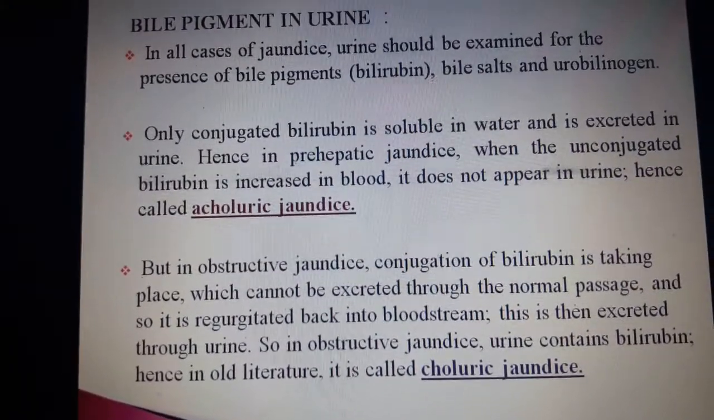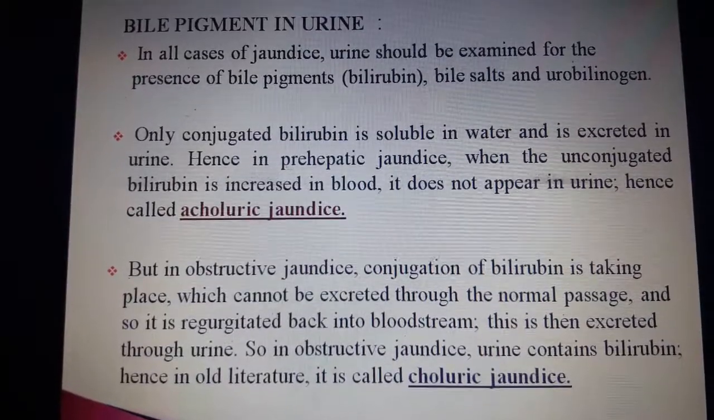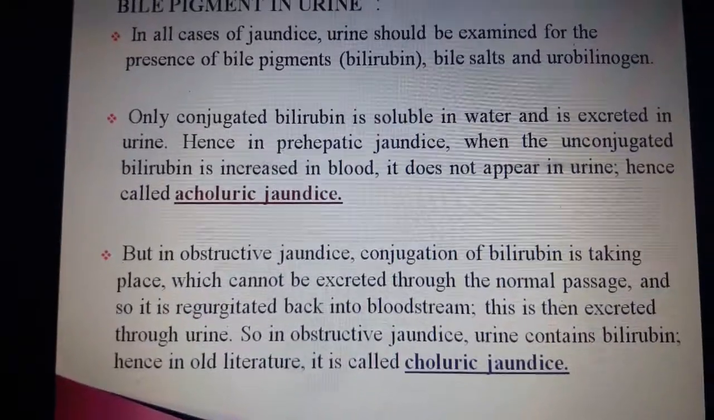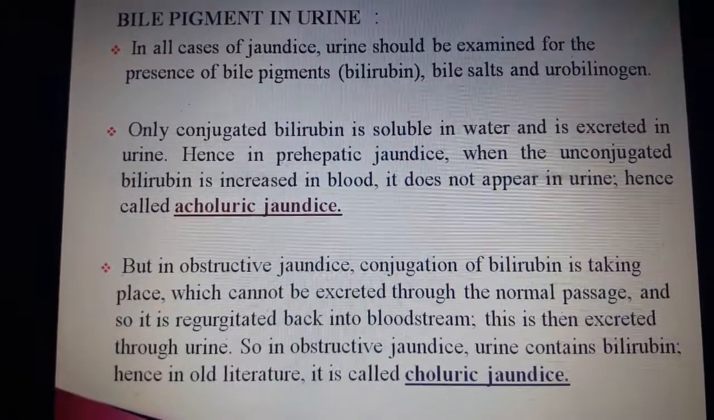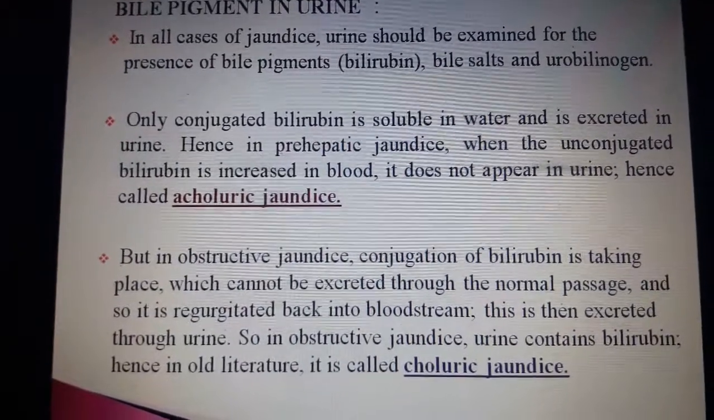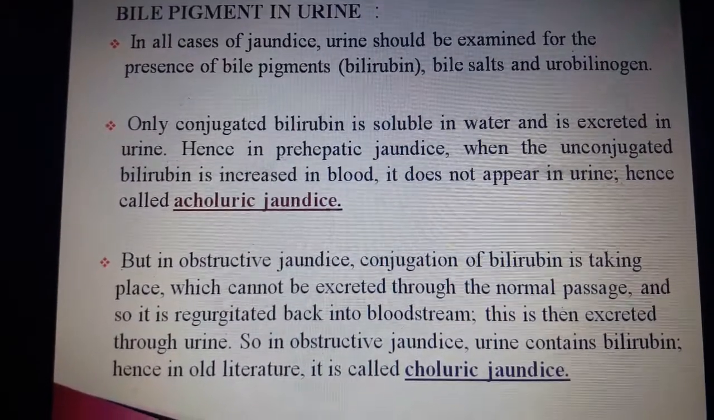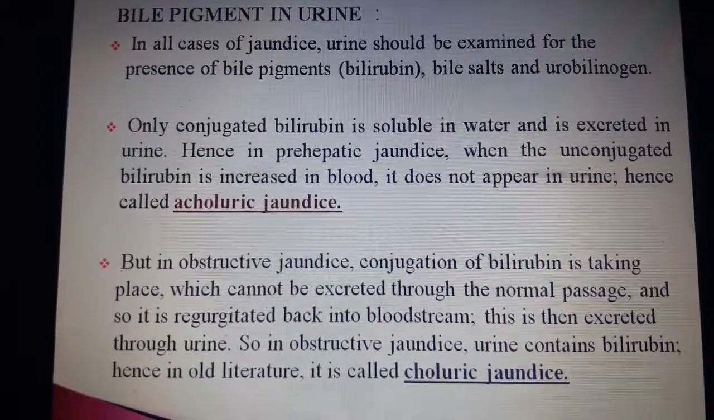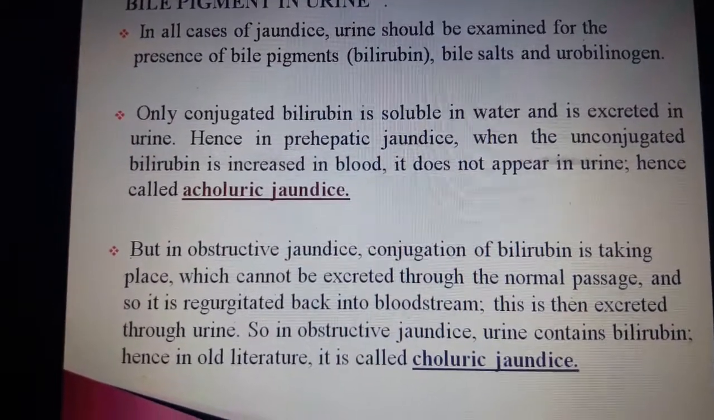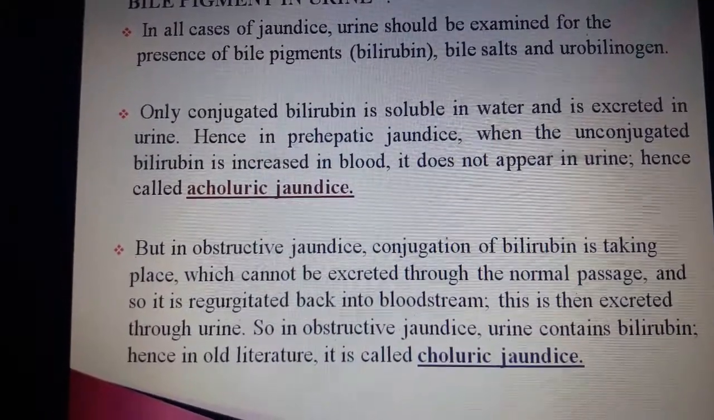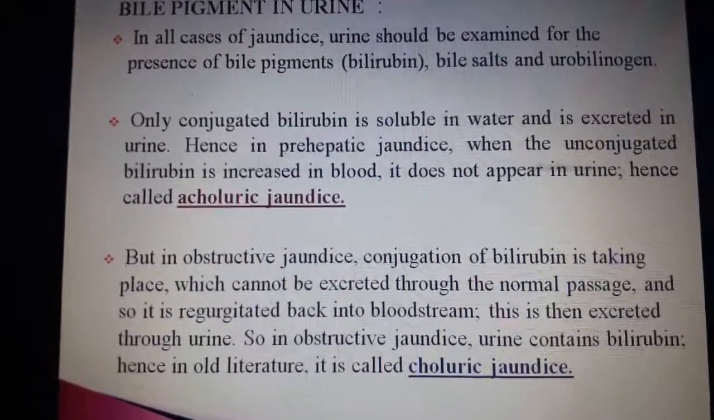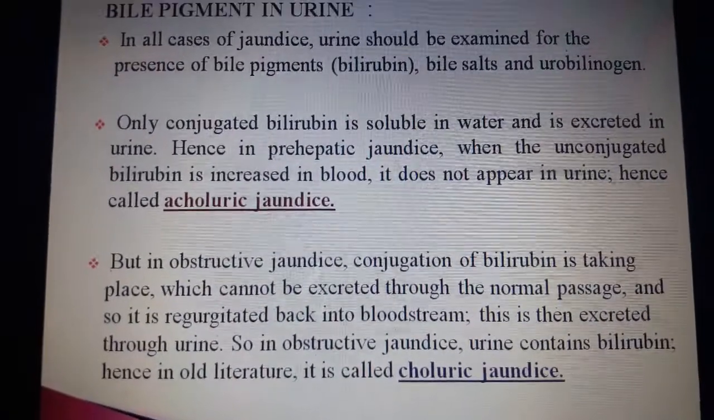Bile pigment in urine. In all cases of jaundice, urine should be examined for the presence of bile pigments, bile salt and urobilinogen. Only conjugated bilirubin is soluble in water and is excreted in urine. Hence in pre-hepatic jaundice, when unconjugated bilirubin is increased in blood, it does not appear in urine, hence called acholuric jaundice.